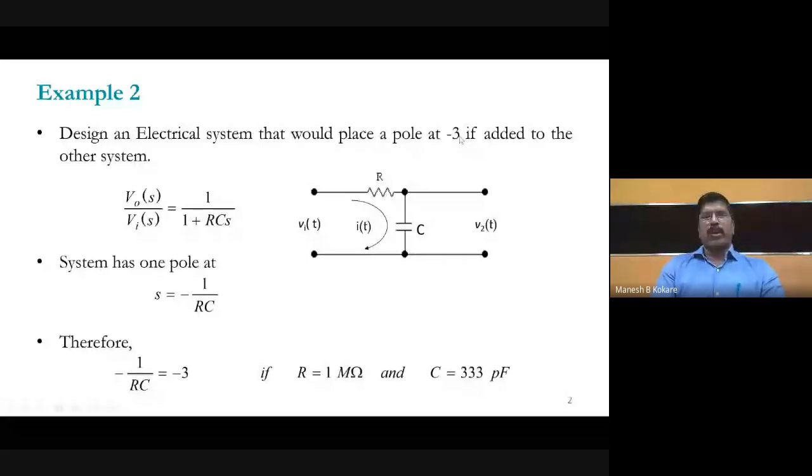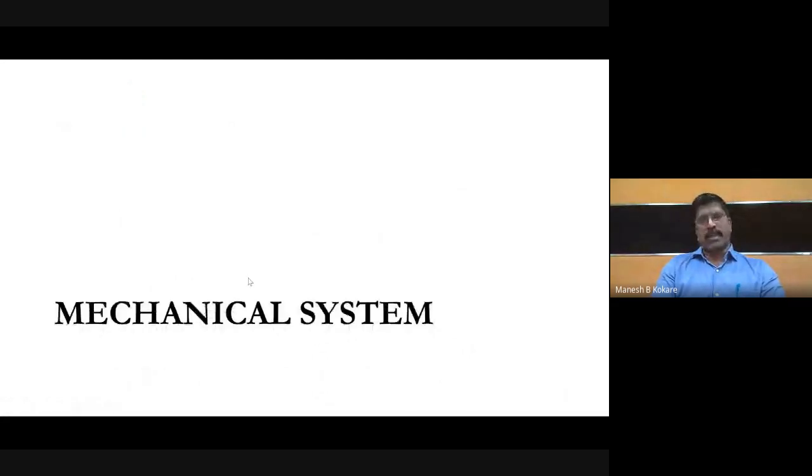Like if you want the pole to be at the location of -5, then you have to put this as -5, and by assuming one parameter or one component, you can find the other component. So either you can assume a standard value of capacitor and find out the value of resistance, or you can assume a standard value of resistance and find out the value of required capacitor, so that it will place the pole at the desired position and so on. So that is what we studied in the last lecture, yesterday's lecture.